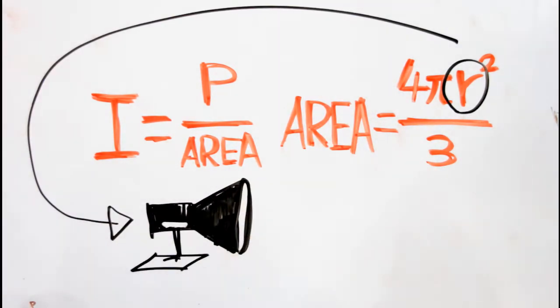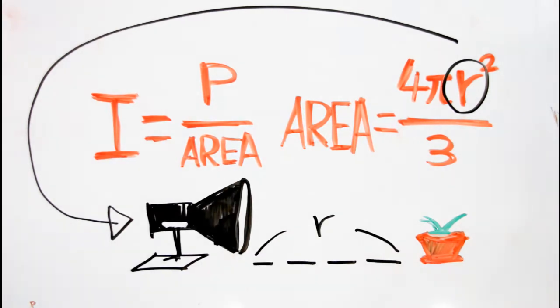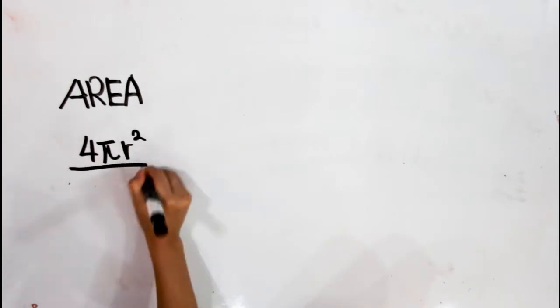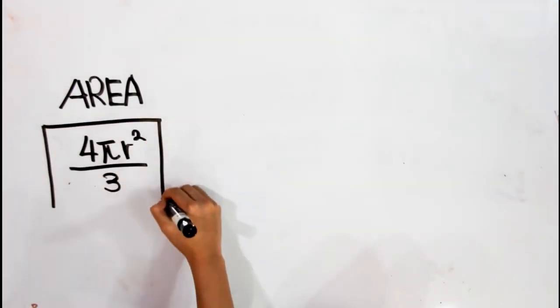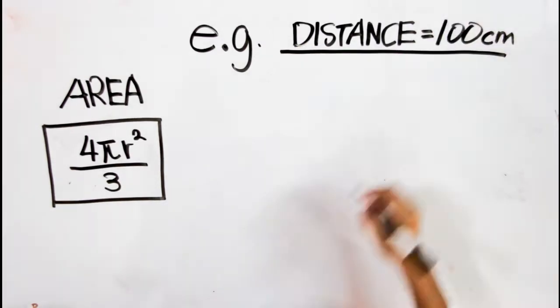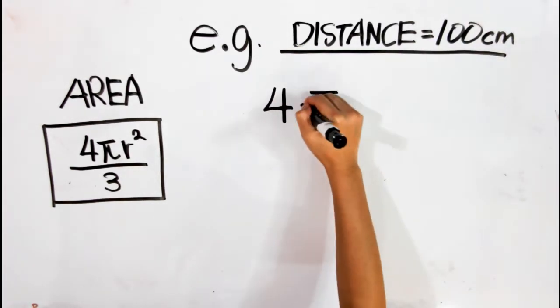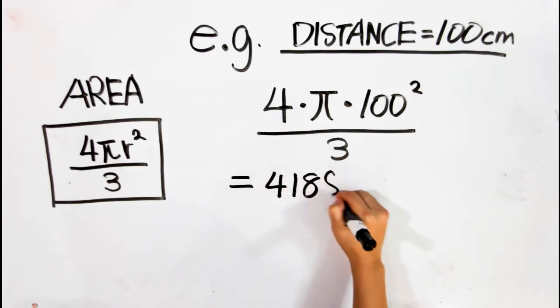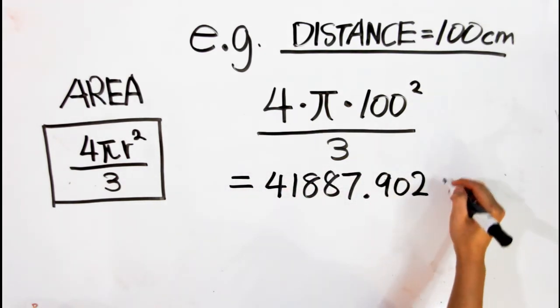So the larger the value of r, the larger the surface area. The larger the value of surface area, the smaller the light intensity. So if we substitute the value of 100 centimeters, which is basically the distance from the lamp to the Venus flytrap, we get 4 multiplied by pi multiplied by 100 squared over 3. And that gives us a value of 41,887.902 centimeters squared to the third decimal point.